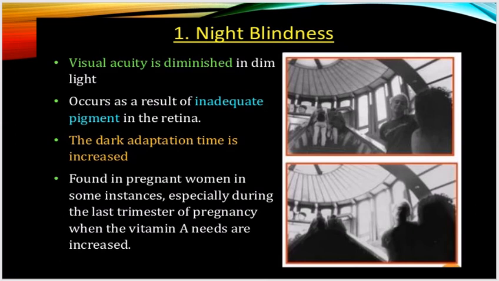In night blindness or nyctalopia, the visual acuity is diminished in dim light. It occurs as a result of inadequate pigment in the retina. The dark adaptation time is increased, and it is found in pregnant women in some instances, especially during the last trimester of pregnancy, when the requirement of vitamin A is increased.